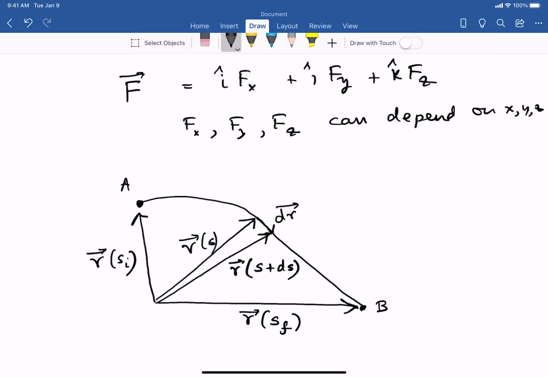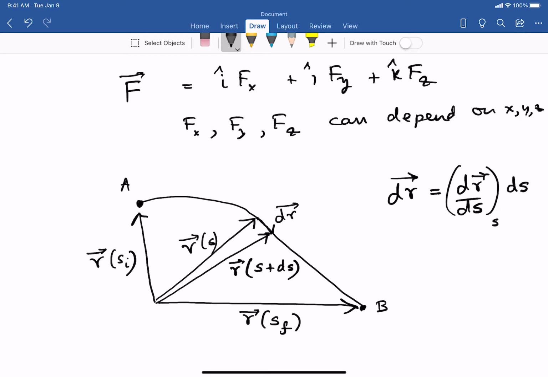Now how do I find dr? For this we are going to use a result from differential calculus, which says that if the change in s, ds, is truly infinitesimal, then the change in r is going to be given by this equation. So it's the derivative of r with respect to the parameter s, evaluated at s, multiplied by the change in s, ds.